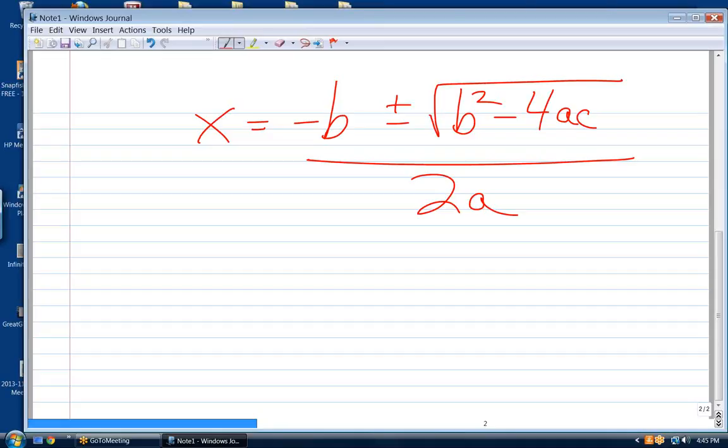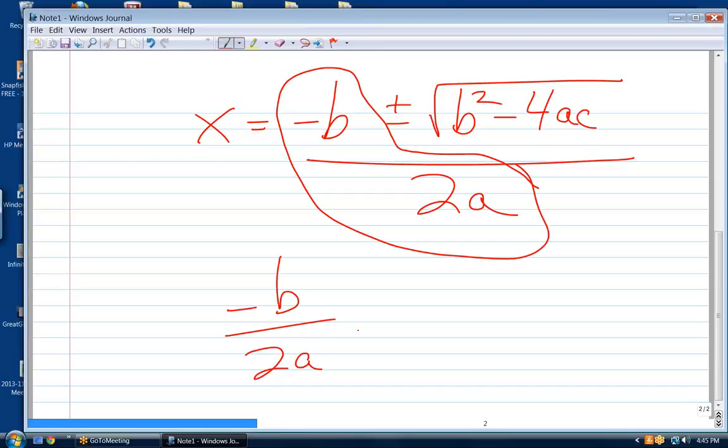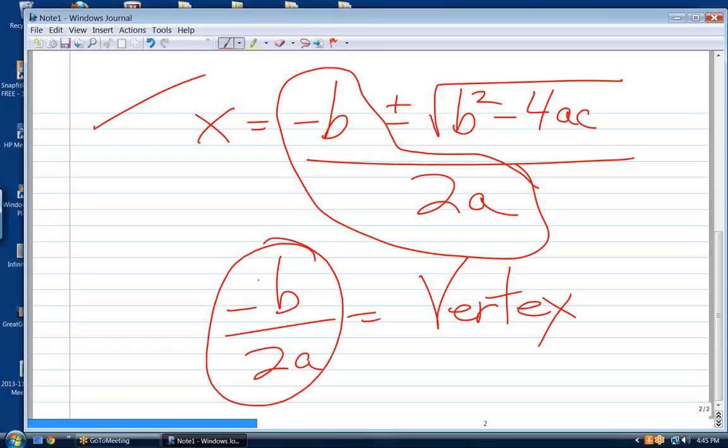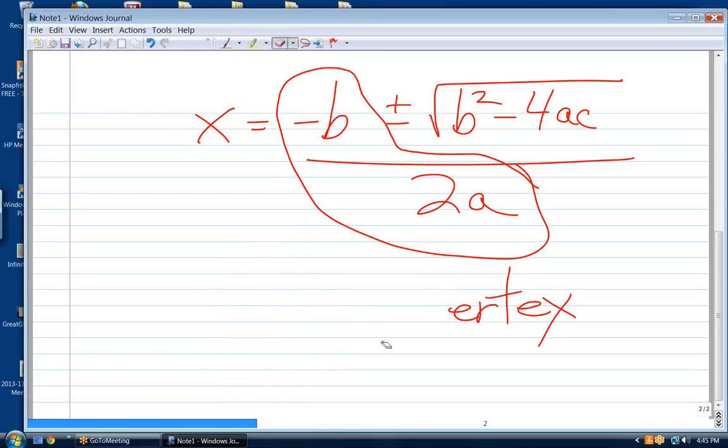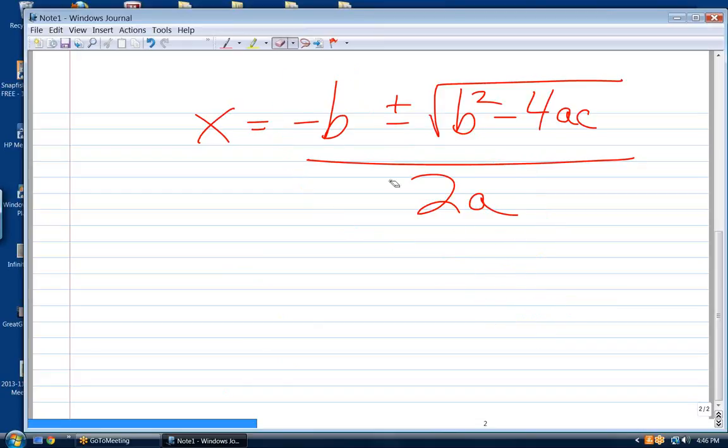Okay. One easy way to help memorize this is notice what the first half is. Minus b over 2a. What is minus b over 2a equal to? That's the vertex of a quadratic. Back before you learned the quadratic formula, you probably learned how to find the vertex of a quadratic, and it was minus b over 2a. So knowing that that's the first half of the quadratic formula helps memorizing the quadratic formula and also the vertex.